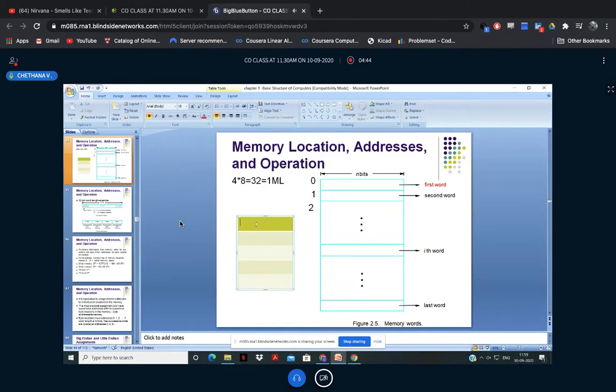So I'll be having data like this: 0 and 1. Only 0 and 1. This is what my data is. Only 2 values of data. There is no data like 2, 3, 4. No more data, only 0 and 1. So if this is the case, how many memory locations are actually required to store 0, to store 1?